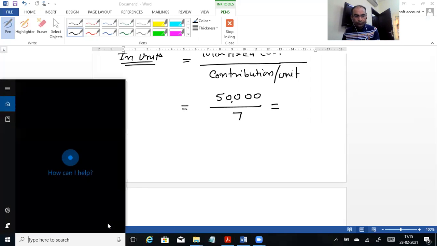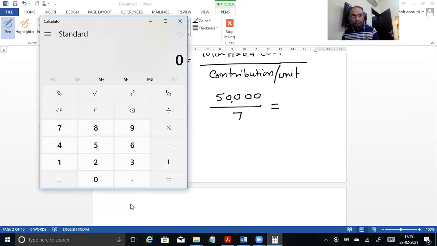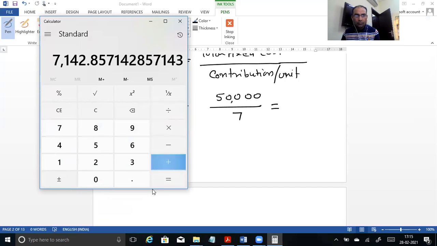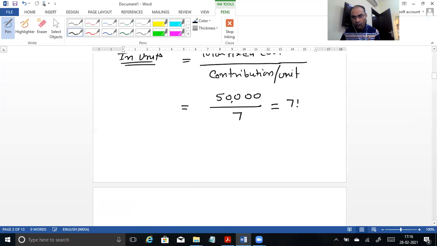So if we divide 50,000 by 7, let us check. We are getting 7142.85. Units cannot be in fraction, so we say 7143 units. If we sell this many units in our business, at the 7143rd unit, our profit and loss will be zero. Means we are not having any loss and not having any profit.